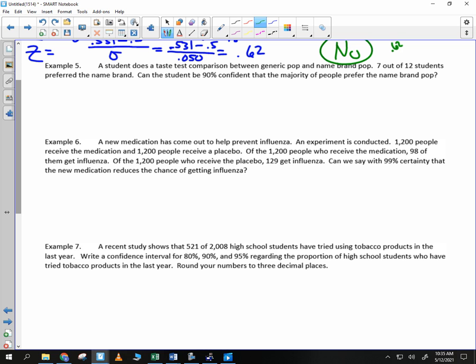Well, there was a taste test where 7 out of 12 students prefer the name brand. Can you be 90% confident that the majority of people prefer the name brand? You're saying no. Okay? And after you've seen our previous example, you probably feel even more confident about that, don't you? But you don't know until you do the test. We need a Z-score. Let's figure it out.